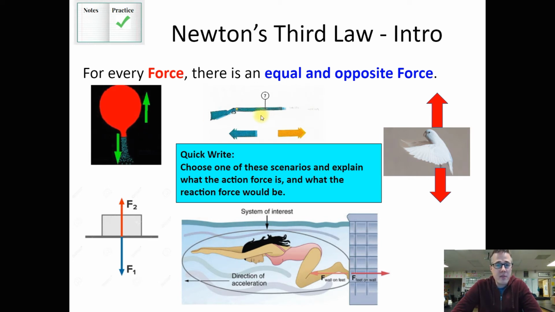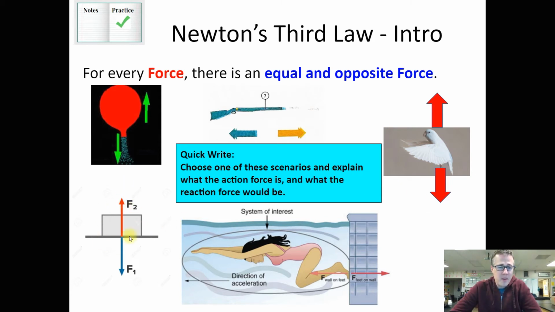If you've ever fired a rifle, you put a force on the bullet that goes out of the gun, and the bullet puts a force on the gun that punches it back into your shoulder. Both are equal and opposite forces. With a bird, if a bird wants to fly up into the air, he has to push on the air, and the air is going to push right back on him, and it's equal and opposite.